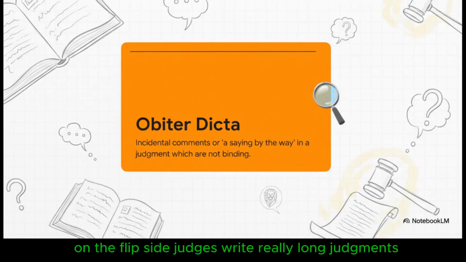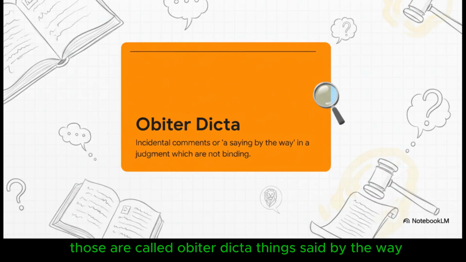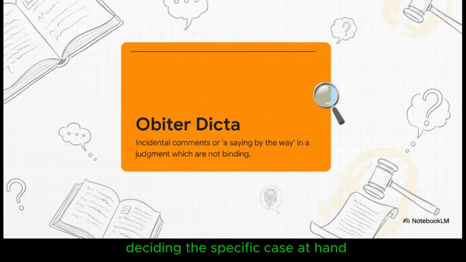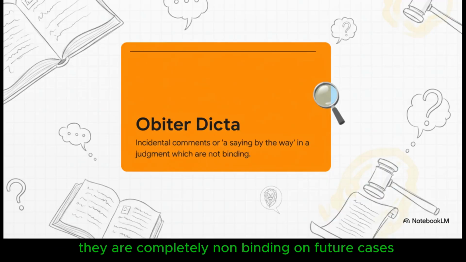On the flip side, judges write really long judgments, and sometimes they just muse on other topics. Those are called obiter dicta, things said by the way. They are incidental comments that weren't crucial to deciding the specific case at hand. While they might be incredibly fascinating or persuasive, they are completely non-binding on future cases.